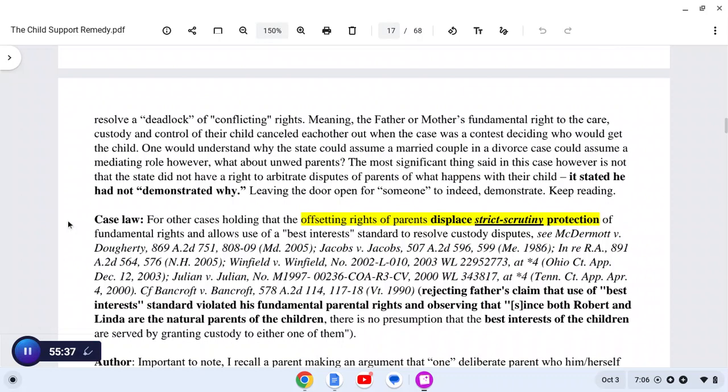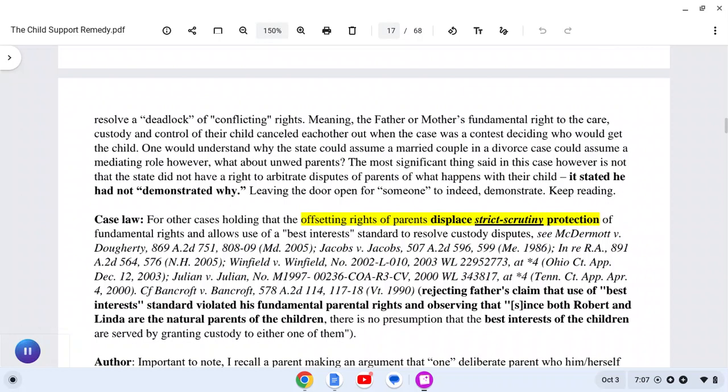About 5 more minutes. Conflicting rights, meaning the father's or mother's fundamental right to care, custody, and control of their children, canceled each other out when the case was a contest deciding who would get the child. One would understand, yeah, that would make sense. I see exactly what they're saying now.